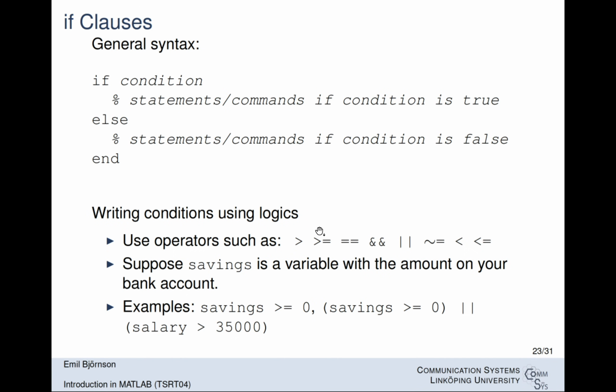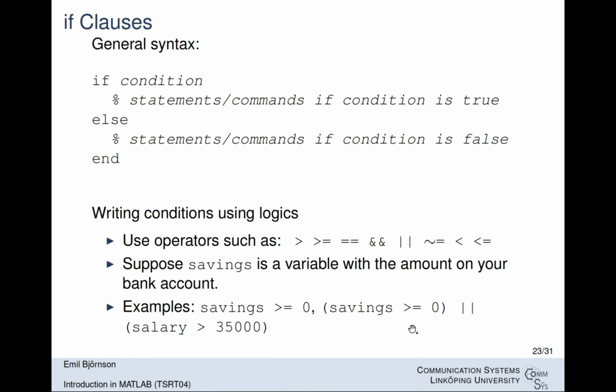Greater than, greater or equal, two things being equal. You can use this AND operator to have two different logical things that need to be true at the same time, or this one when one or the other or both are true, or not equal to, or smaller or equal to. And to give you an example, say that you have savings, which is a variable that contains the amount of money in your bank account. Then you can write savings greater or equal to 0. Well, if that is true, then something might happen, such as you can withdraw money from your account.